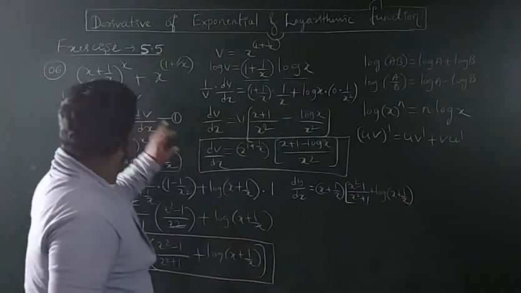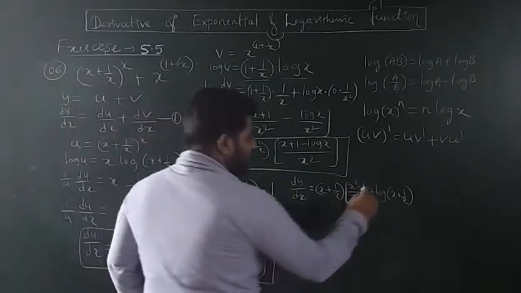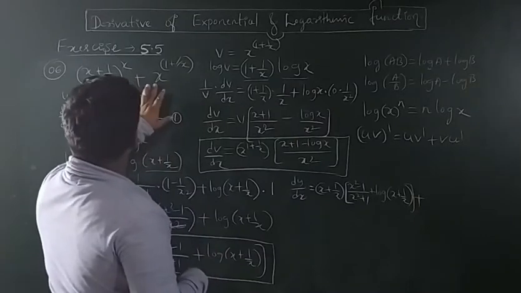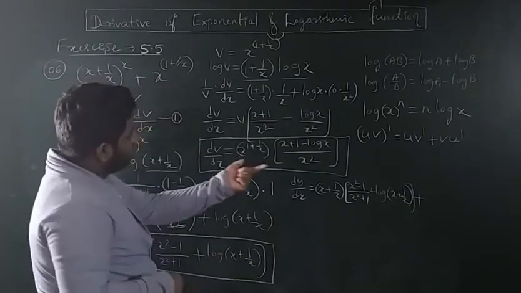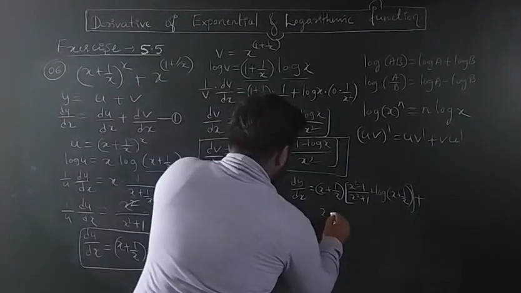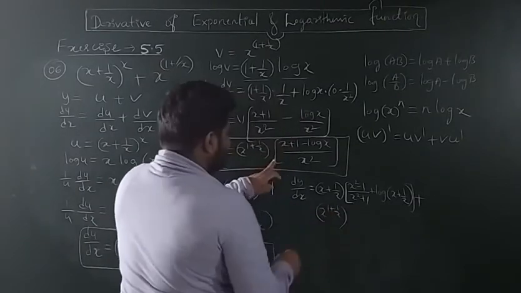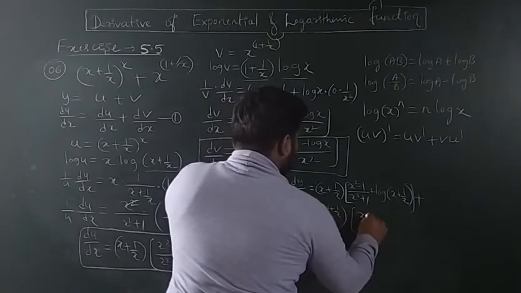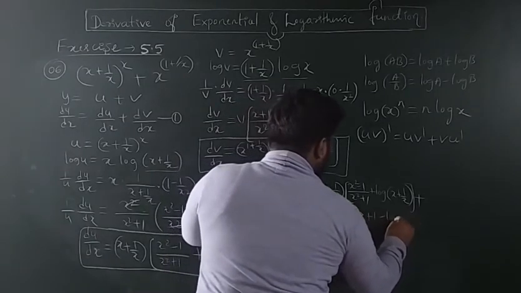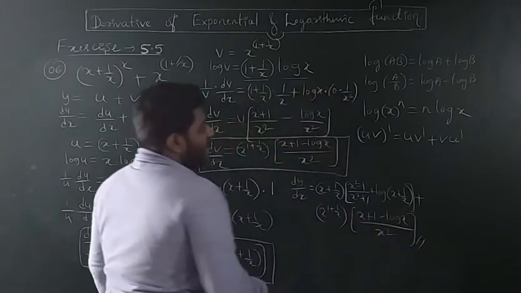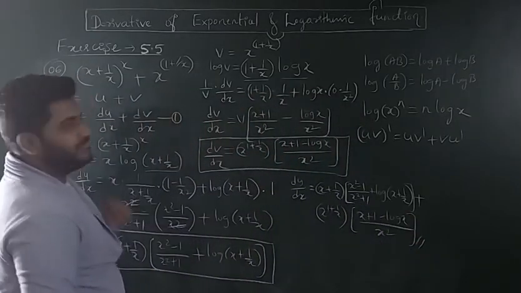Next, what are we having? Plus, so you write a plus here. The remaining term is again dv by dx. What is dv by dx? This term: x raised to 1 plus 1 by x as it is, next x plus 1 minus log x, the whole divided by x square. So this is the answer for this question.